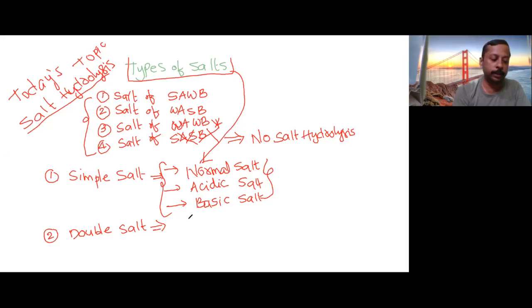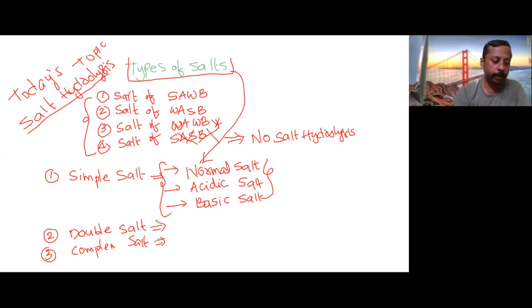Otherwise, it will be like: which of the following is an acidic salt? Like that, your understanding must be very high. Okay, double salt. Then the third type will be complex salt.